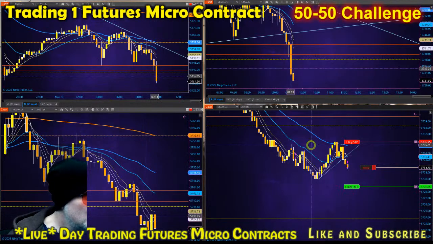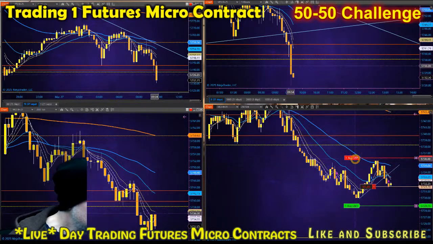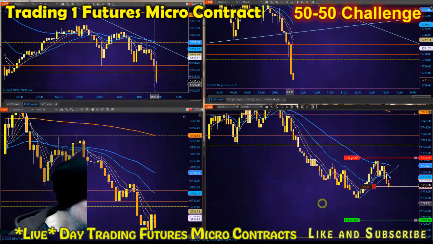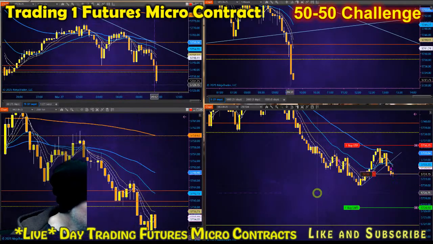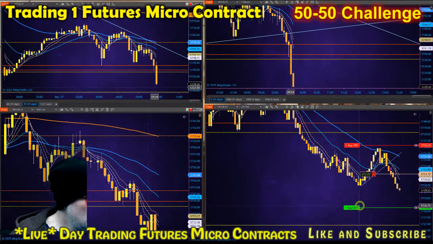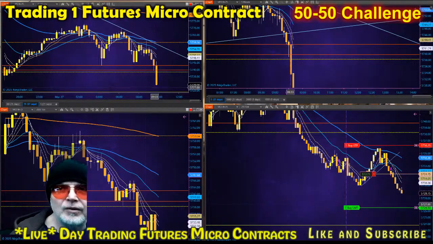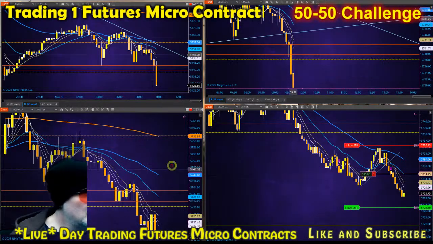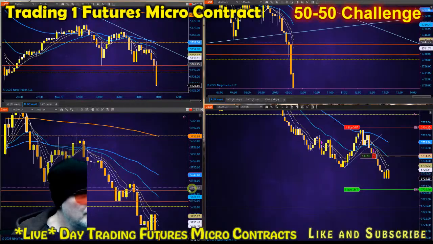Order filled. Okay, I'm going to try it again. Broke the trend line. Stop is there. It came up and swept that pivot right there. So maybe it's ready to go down now. Okay, it's making lower lows. That's good. Keep going. Keep going.